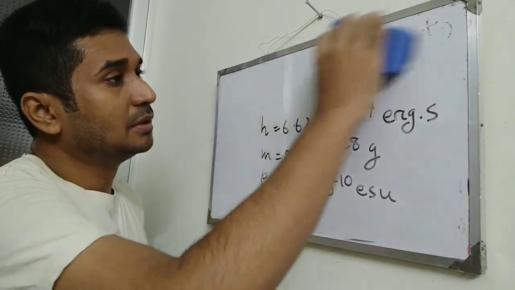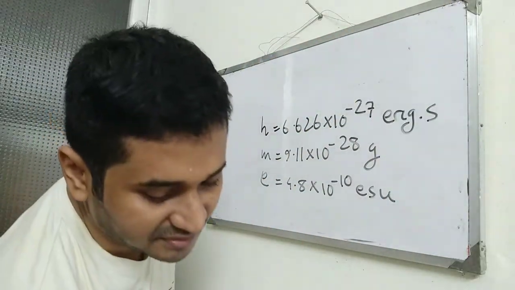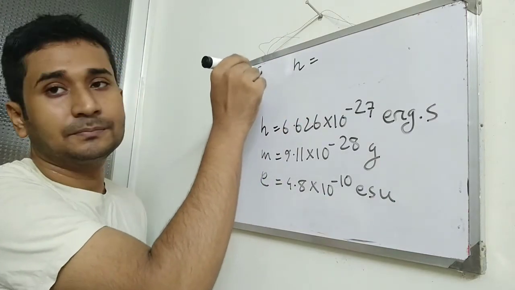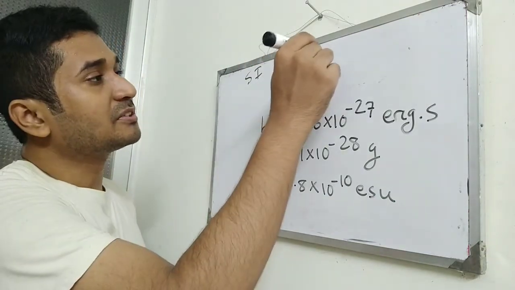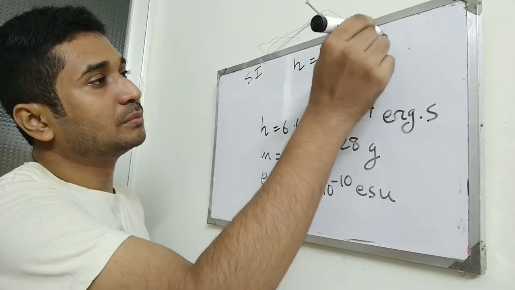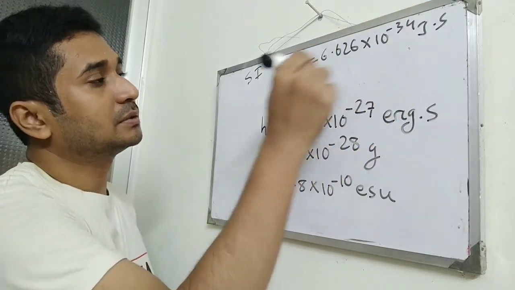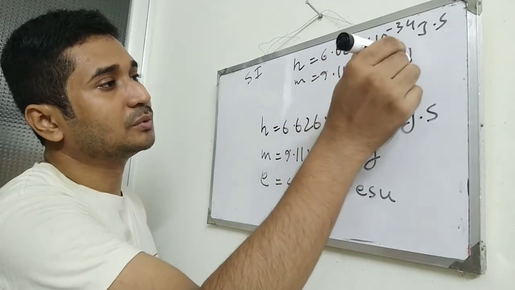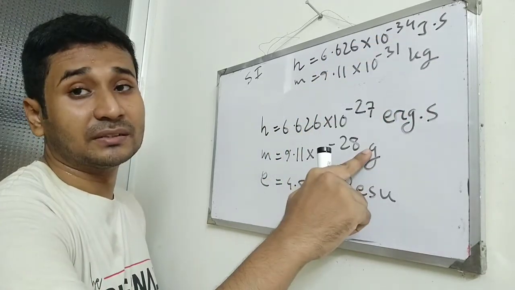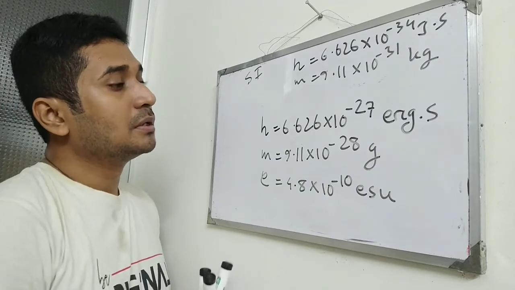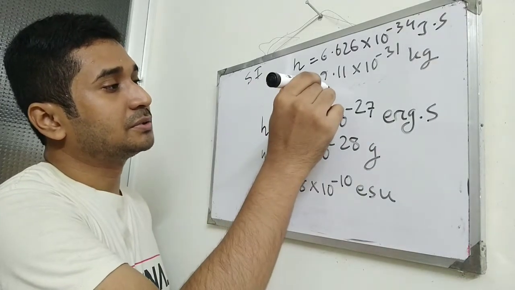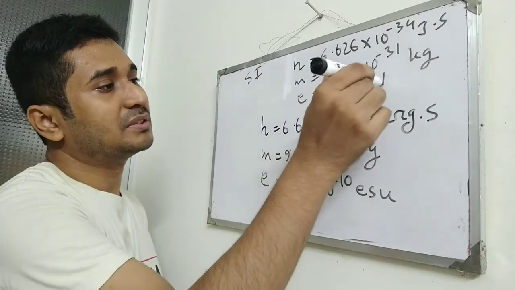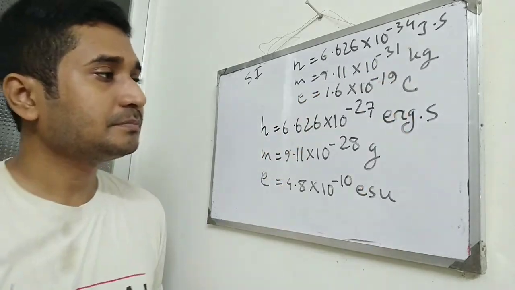But in the SI system, okay, SI: h is 6.626 into 10 to the power minus 34 joule second. m will be 9.11 into 10 to the power minus 31 kg. The difference of kg and gram, you should understand. And the charge of electron will be 1.6 into 10 to the power minus 19 coulomb.